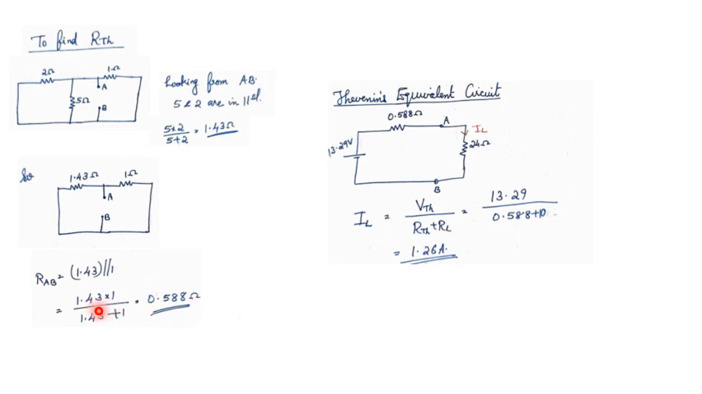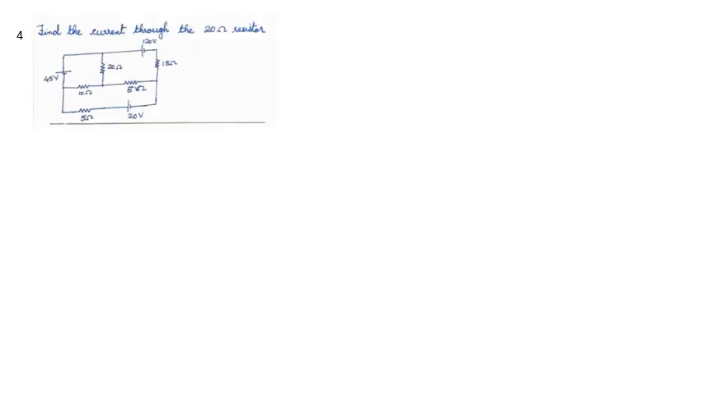So we got values for VTH and RTH. Draw the equivalent circuit. From this equivalent circuit, we can write the expression for current as IL is equal to VTH divided by RTH plus RL. Apply the equation, we will get the value for I. In the next problem, you work upon this problem, solve it and do it as homework. Thank you.